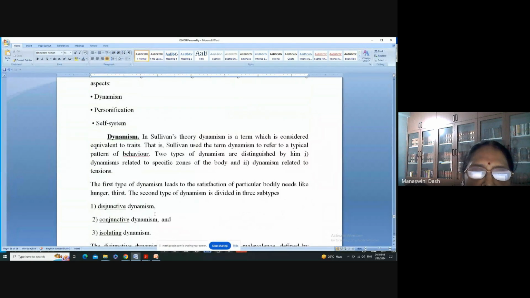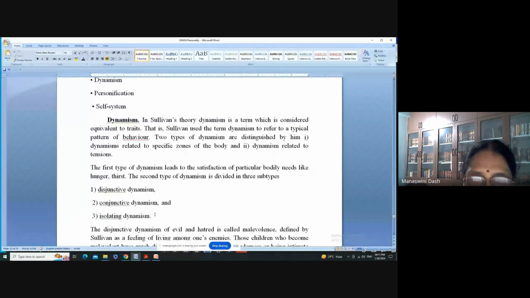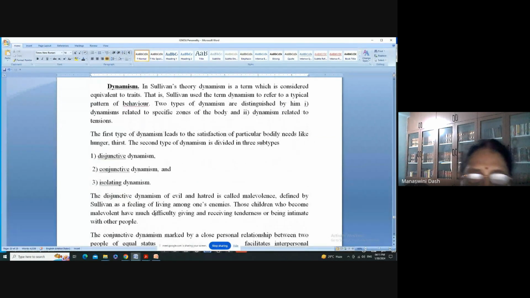By dynamism, Sullivan means characteristic, typical pattern of behavior. This can be equated with our concept of traits. Two types of dynamism, according to Sullivan, are dynamism related to specific zones of the body and dynamism related to tensions. Tension means needs and anxiety.